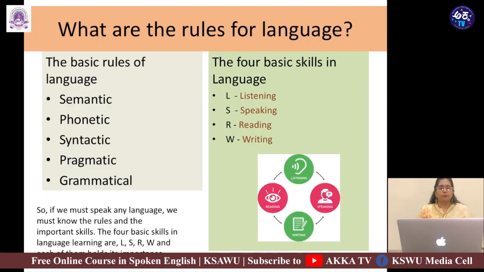What are the rules for language usage? Are we aware of them? The basic rules for language usage are 5: semantic, phonetic, syntactic, pragmatic, grammatical. And the basic skills in language are 4. So I said 5 and 4. The 4 basic skills are listening, speaking, reading, and writing.